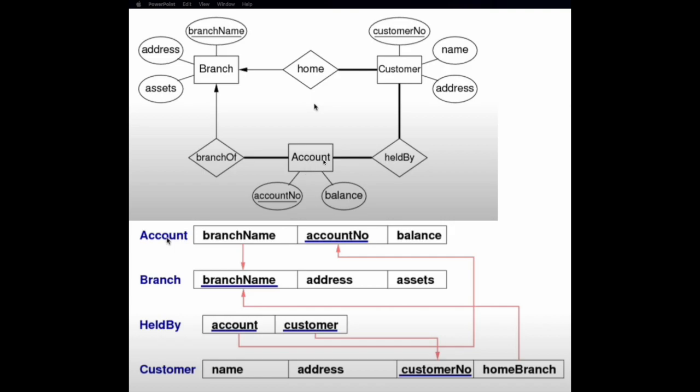And so whenever an account entity wants to know more about the branch that it's a part of, it just basically needs to follow its foreign key to the branch relation, and you can find the information on the address and assets.